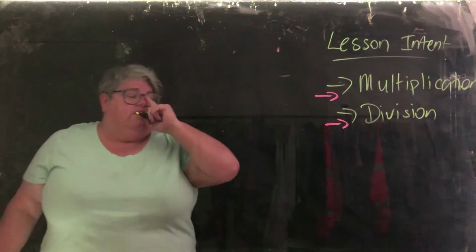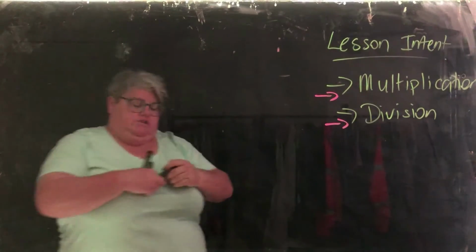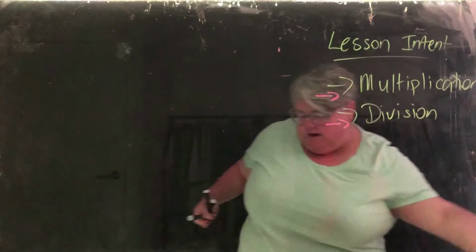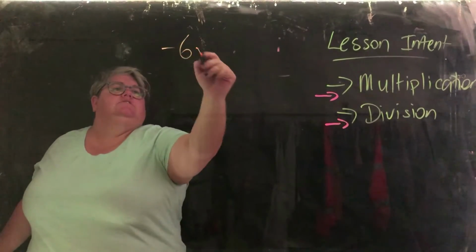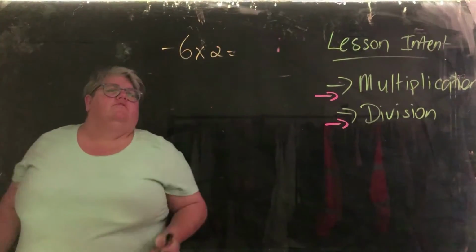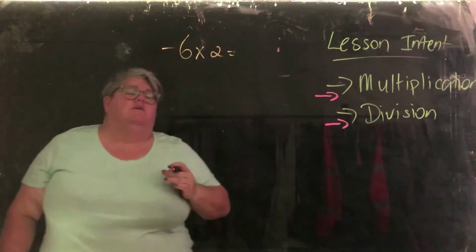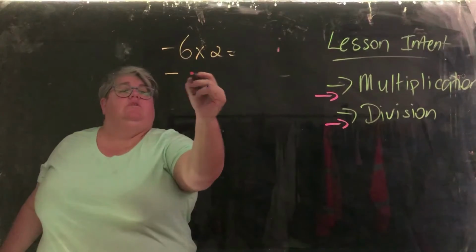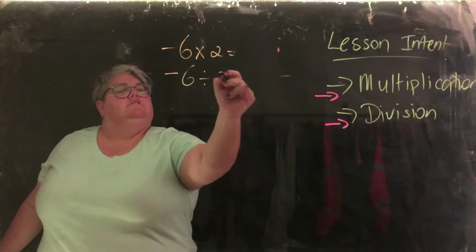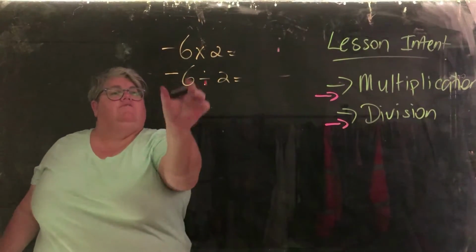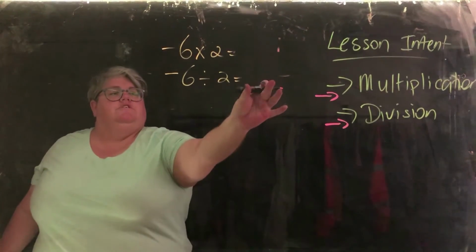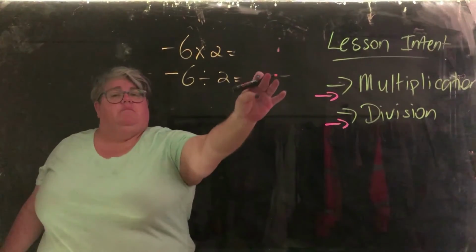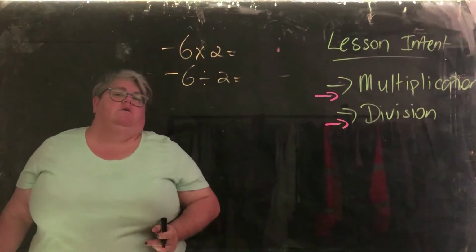Okay, so now we're going to have a bit of a practice. So we're going to mix these up. So with our multiplication, let's say we have negative 6 times 2. Tell me what that answer is. Then I'd like you to do a similar one, negative 6 divided by 2. Notice we have negative numbers here, positive numbers here. So think about the kind of answer. Will it be a positive or a negative?